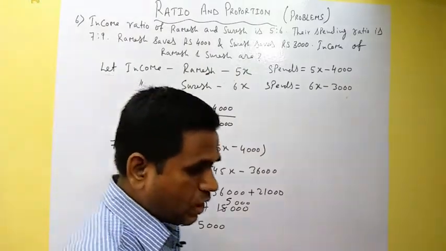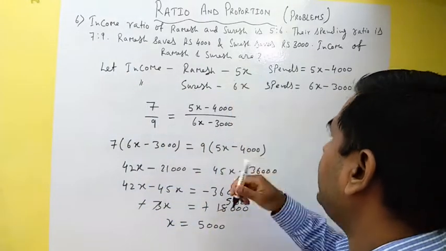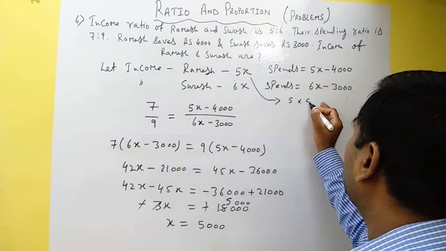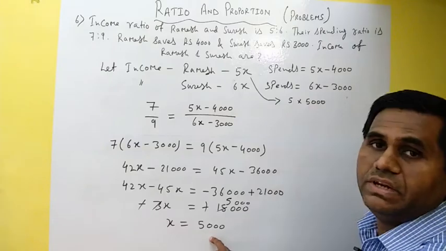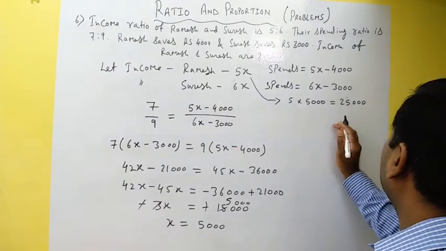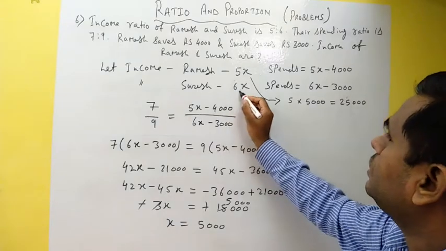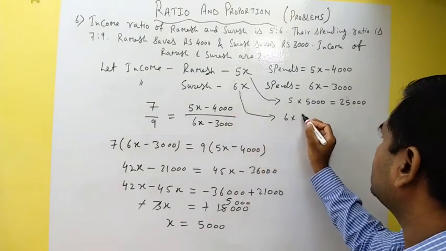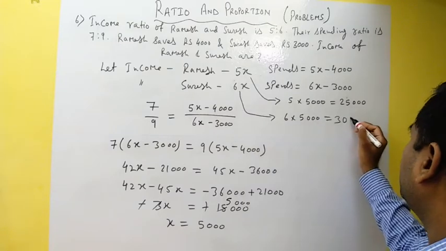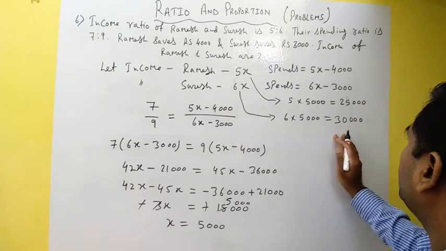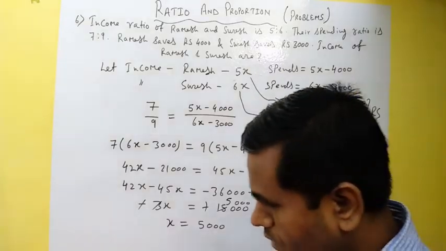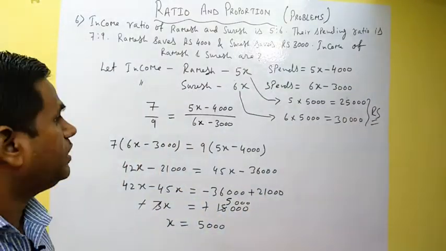Now we know the income of Ramesh is 5x, which means 5 into 5,000, replacing the value of x. It will become 25,000. And the income of Suresh is 6x, which is 6 times 5 is 30, so 30,000. So we got it in rupees. Hope you have enjoyed this problem, friends.